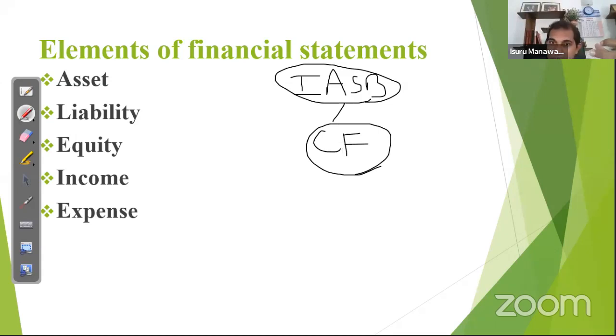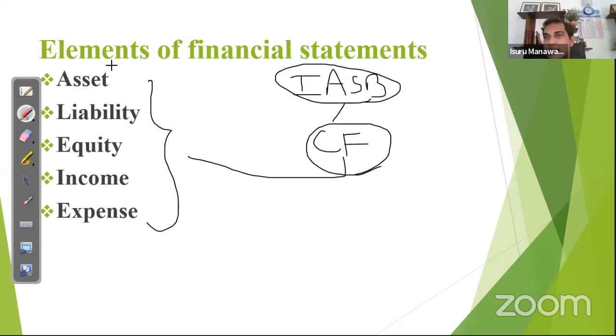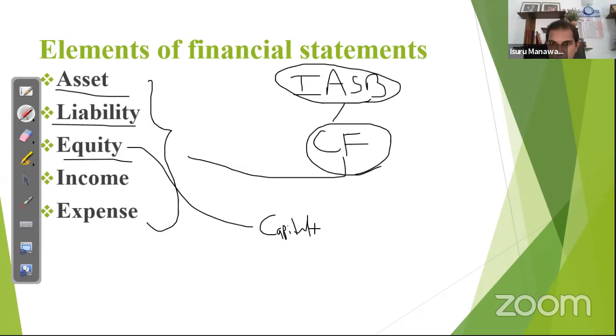Conceptual Framework mentions these items as elements of financial statements. Okay, asset, liability, equity. Now, in the accounting equation part, I mentioned capital, right? Now you are thinking, what is equity? Equity means capital plus reserves. Capital plus reserves together.